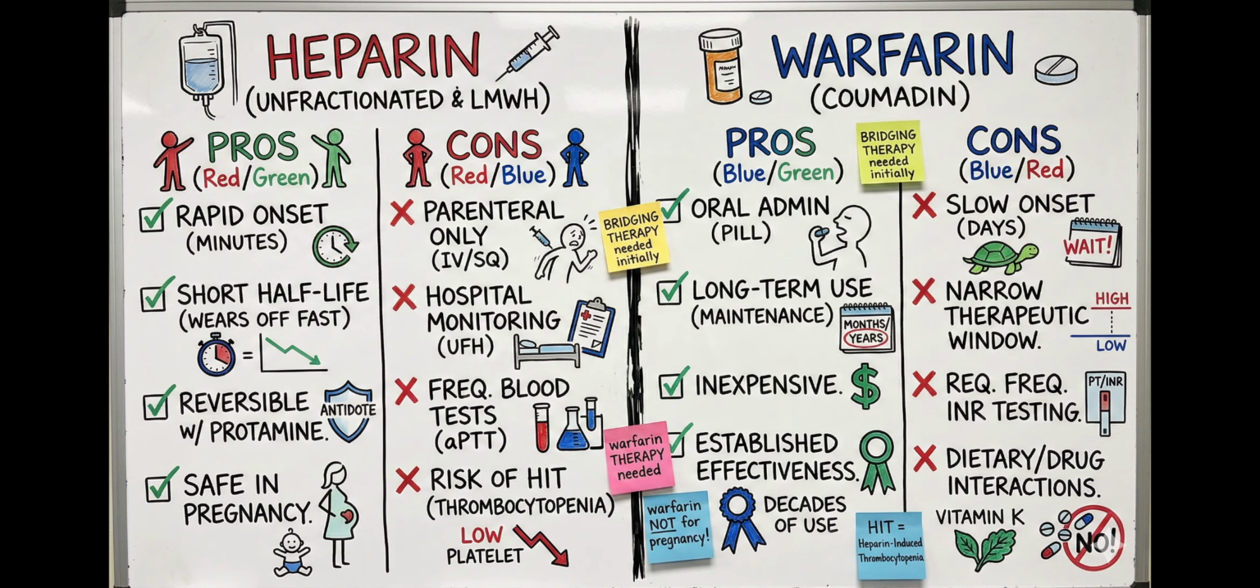Whereas when we talk about warfarin, which is a coumarin derivative, the pros are that warfarin can be administered orally. It is easy to administer, so it can be used long-term as a maintenance drug for the maintenance period, it is inexpensive, and it has established effectiveness. It cannot be used in pregnancy, one should remember. So the safer anticoagulant to use in pregnancy is heparin.